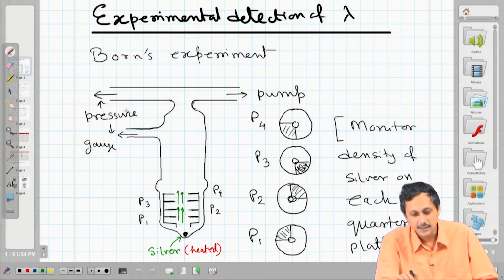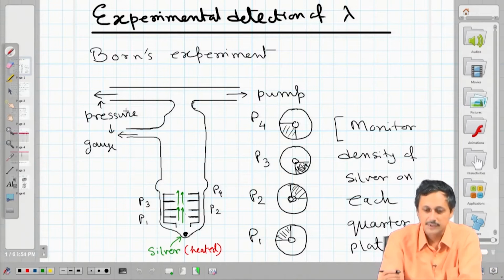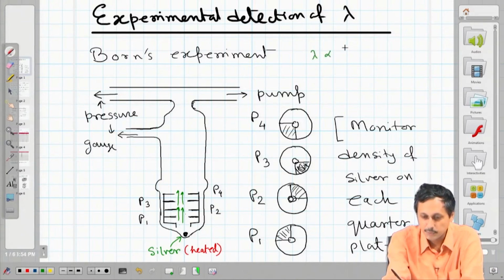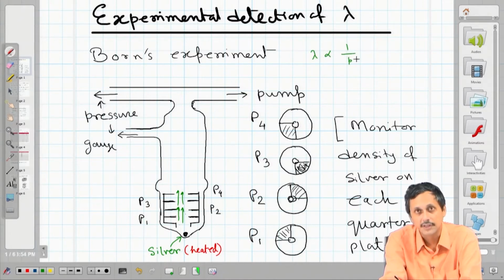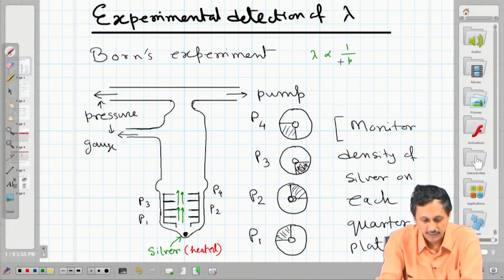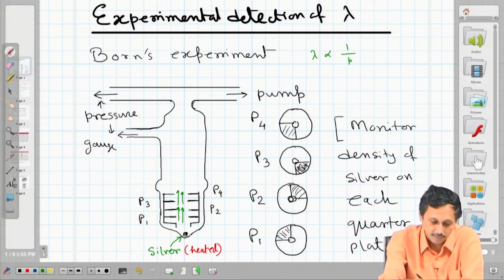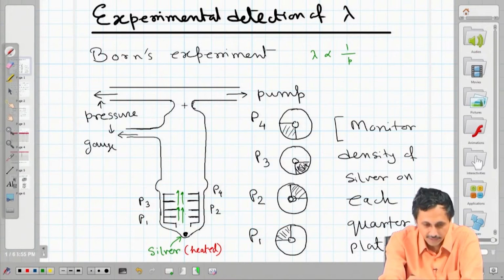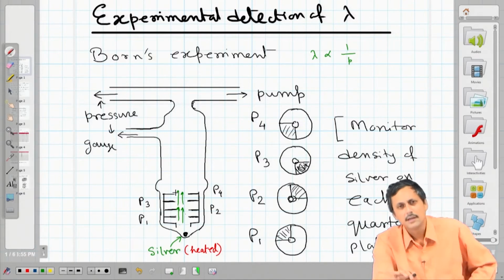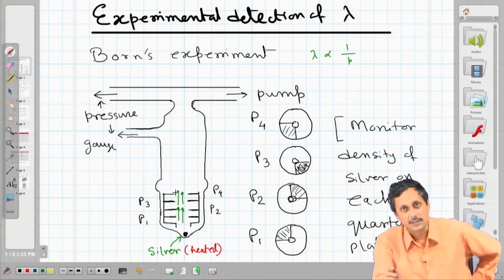So, let us assume at the beginning they have been pumped to very high vacuum, that means the pressure becomes extremely low. Now, as you remember, lambda is proportional to 1 over P. So, when the pressure becomes very low, lambda goes up really high. That means the mean free path can be as long as a few meters or sometimes even kilometers. So, the silver molecule that starts from here will reach the end of this tube without any loss of kinetic energy, let us assume, without any collision.